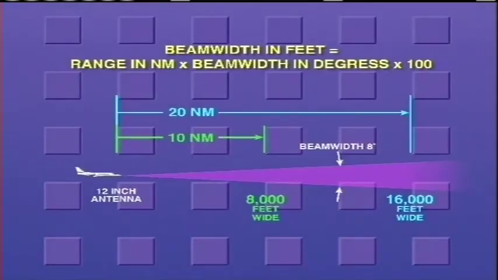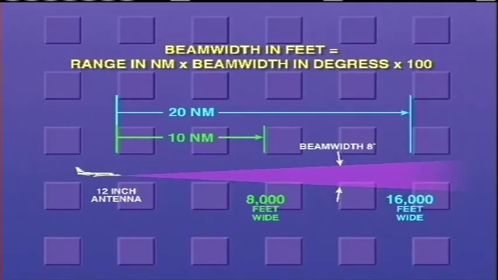Because the radar beam is just like a flashlight's beam, the radar beam's diameter enlarges as it travels outward into space away from the antenna. For those of you who are mathematically inclined, the beam width diameter can be calculated at a given range using the following equation. Beam width in feet equals the range in nautical miles times the beam width in degrees times 100.